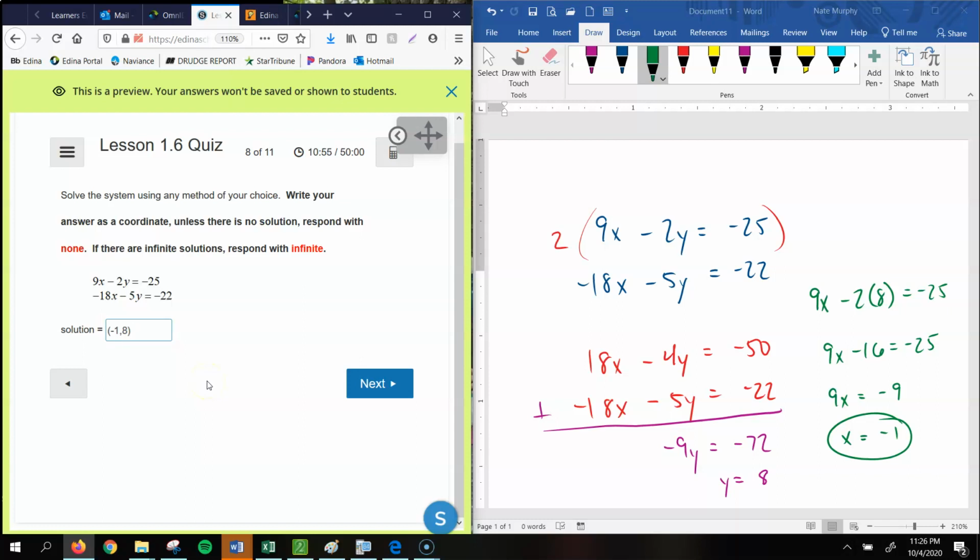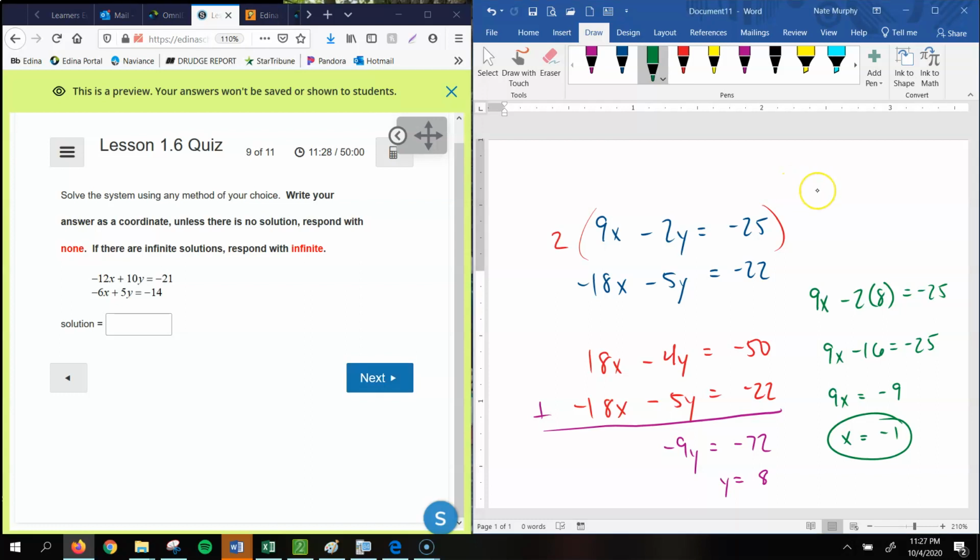You can also double check your answer. We could have put negative 1 in for x into both of these equations and 8 in for y. So for the first one, if I put negative 1 in for x, I'd have negative 9. And then put 8 in for y, we'd have negative 16. So sure enough, negative 9 minus 16 is negative 25. And if I put negative 1 in for x in the second equation, I get positive 18. And negative 5 times 8 would be negative 40. So if I took 18 minus 40, sure enough, I'd get negative 22. So that's a quick, easy way to make sure that you have the correct answer.